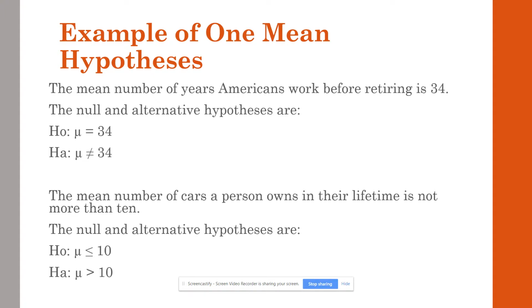The next one is the mean number of cars a person owns in their lifetime is not more than 10. So remember, not more means 10 and below. So my null hypothesis is that the mean is less than or equal to 10, and the alternative is the mean is greater than 10. Again, this is all based on that no more than 10. When you're learning these, it might help to make a table when you start seeing the wording over and over again so you can keep them straight.